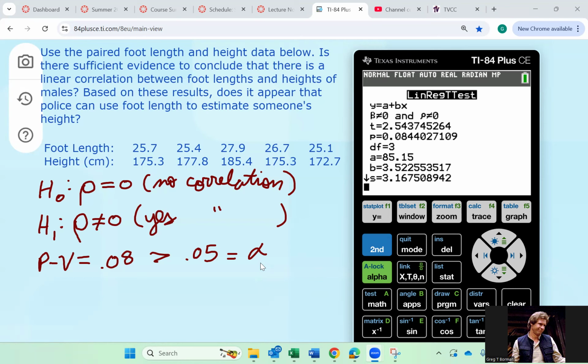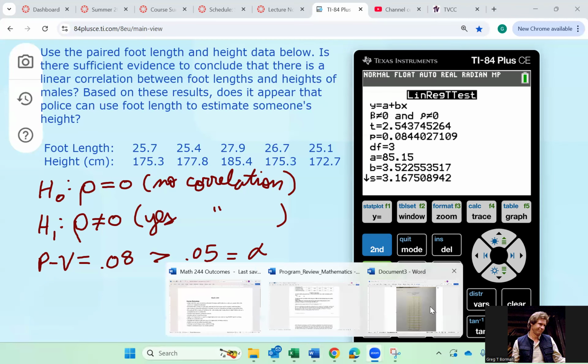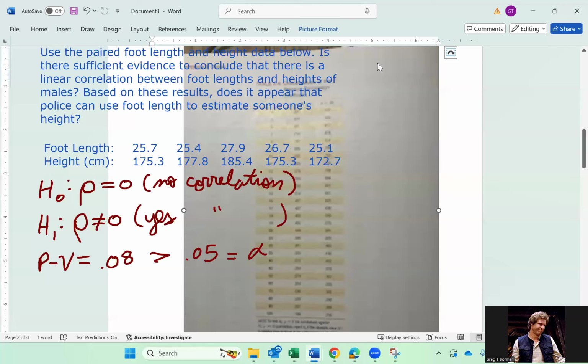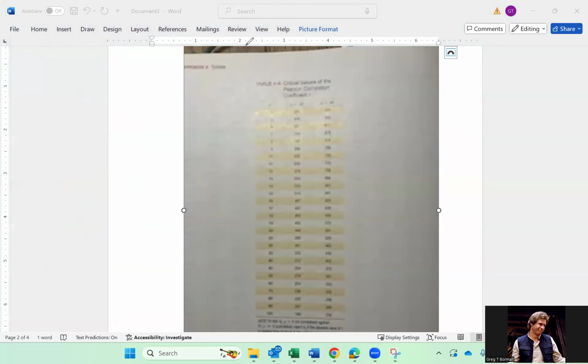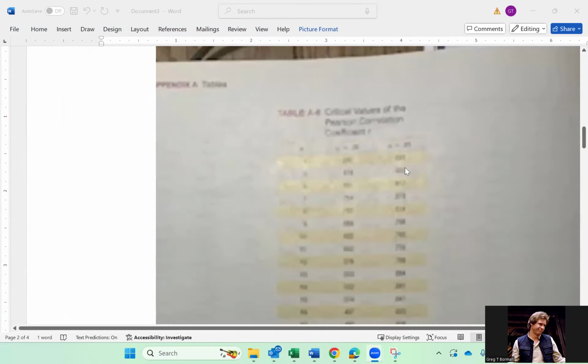Another way of determining if we go with H0 or H1 is to look at Table A6 in the back of the book. I know it's really hard to read. It's pretty much illegible, but you can look at it in the back of your book and you'll have it on the test.